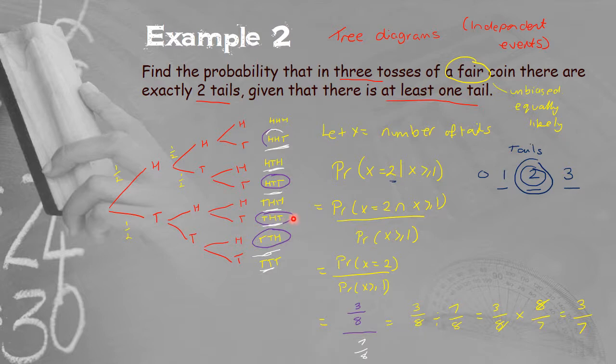That would give me another 1 over 8. Or our final option, so we add again, we come back to the start. Half times half times half. And if we add our options, 1 over 8 plus 1 over 8 plus 1 over 8, we would again get that 3 over 8 option there.